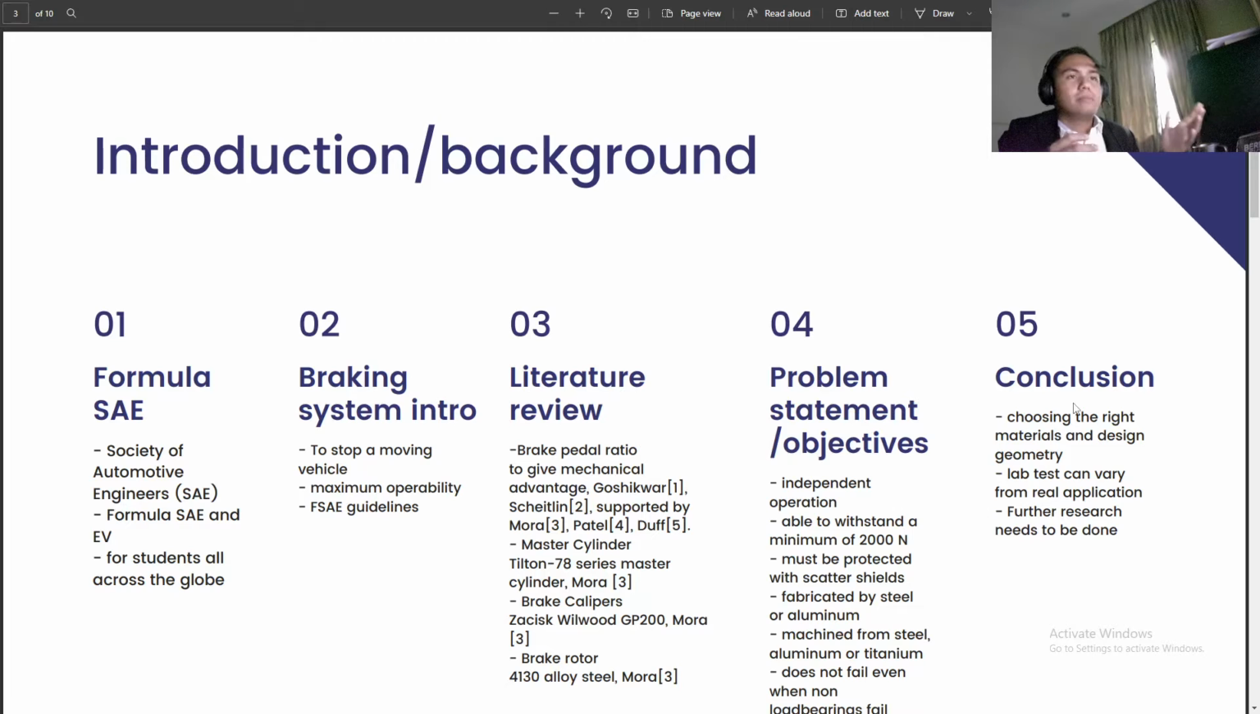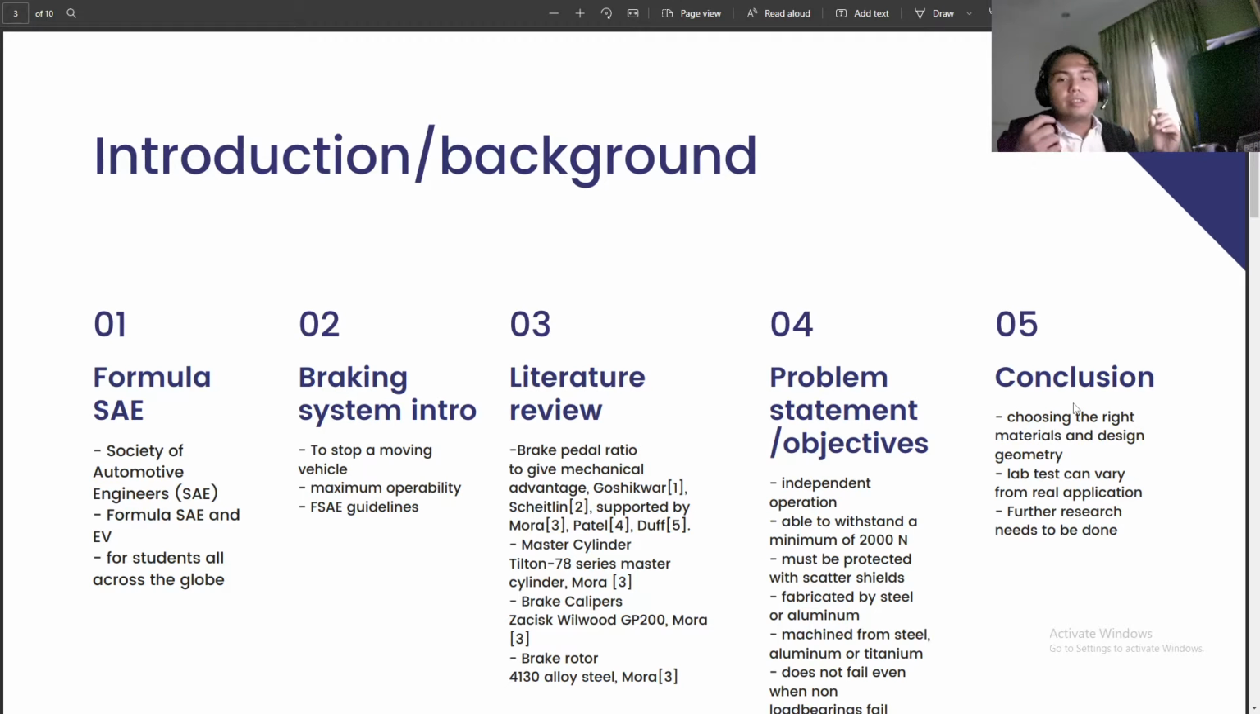We'll also be putting in a bias bar. The function of this bias bar is to distribute the force according to the brake force distribution. Since generally the engine of a Formula SAE car is situated at the back, less force is needed at the back and more force is needed at the front. So this will be adjusted through the bias bar. And moving on, there are the brake calipers. For the brake calipers, a standard part will also be used for this component in the braking system, which is the Wilwood GP200, which is also used by Mora.